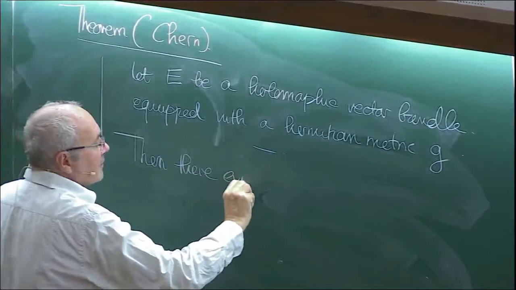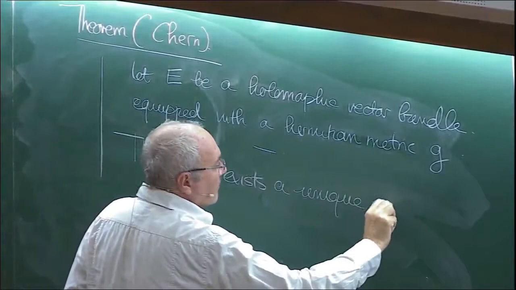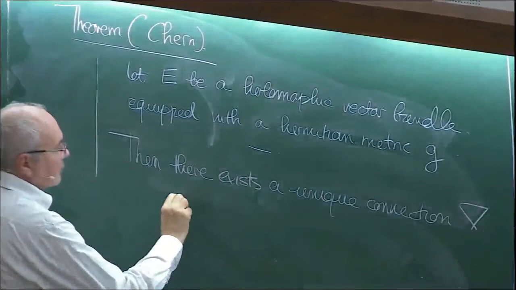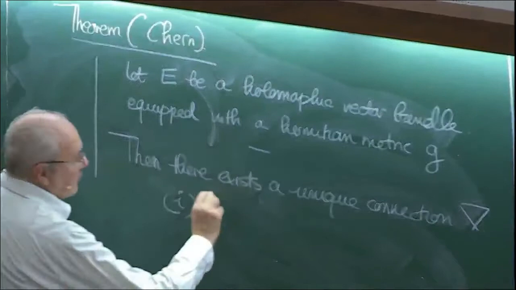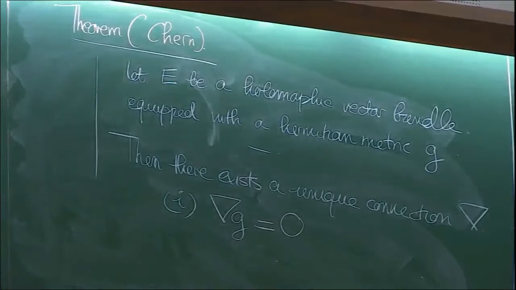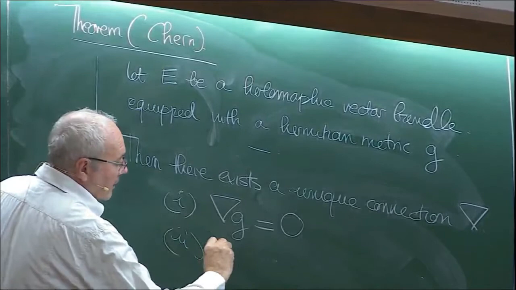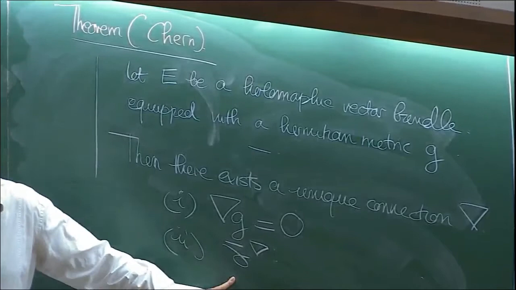So then there exists a unique connection nabla with the following property. So first, you want nabla to be compatible with G, that is nabla G is equal to zero. Right? So if you take a product of vectors and you push this vector parallelly, then the product remains constant along the parallel transport. Second thing, del bar nabla. So the del bar operator associated to nabla is exactly del bar of E. So it means that's just compatible.